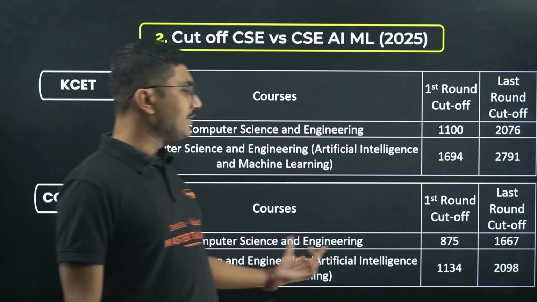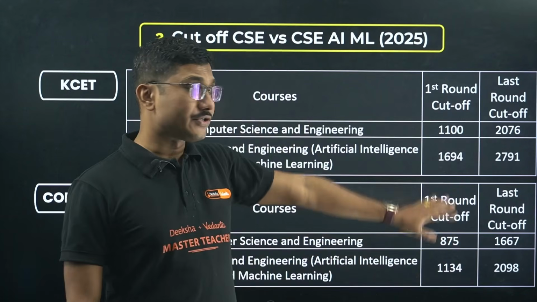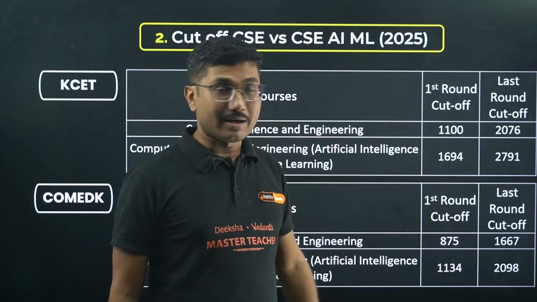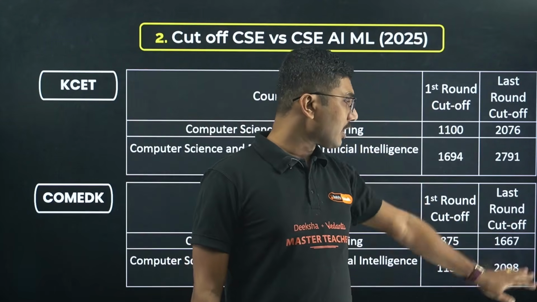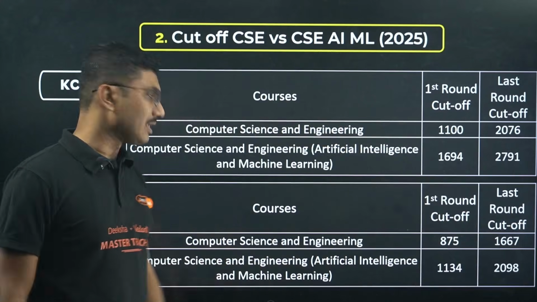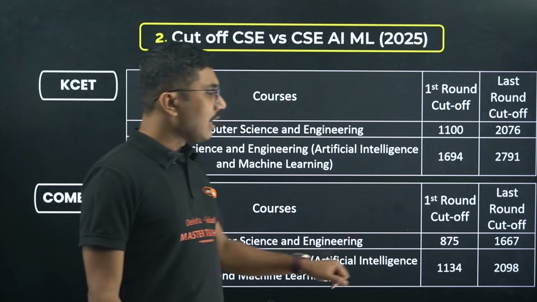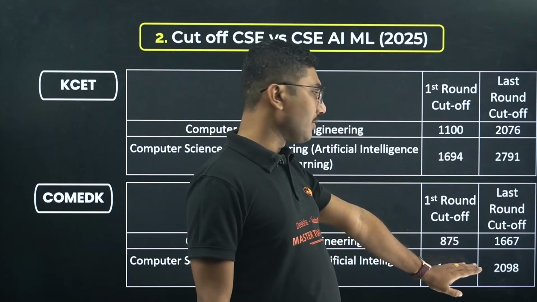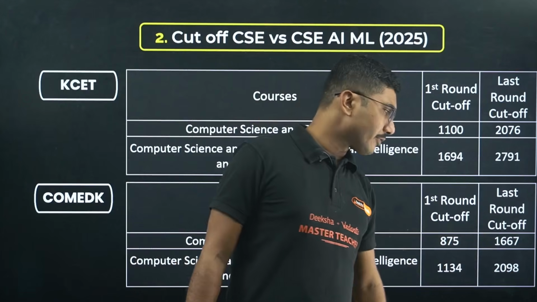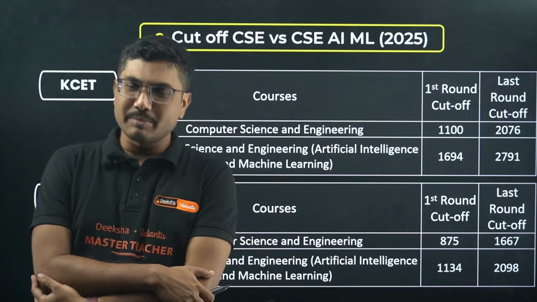So computer science engineering cutoff was 875, which is higher than KCET cutoff, right? And last round cutoff is 1667. If you consider AIML, the cutoff was 1134, and for last round it was 2098. Now we are considering general merit cutoffs.